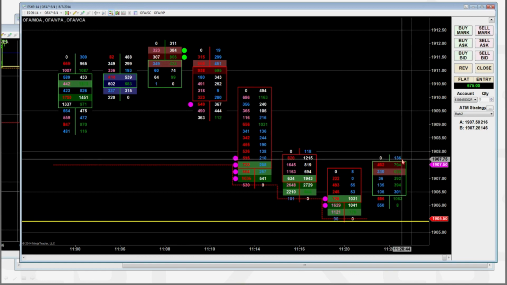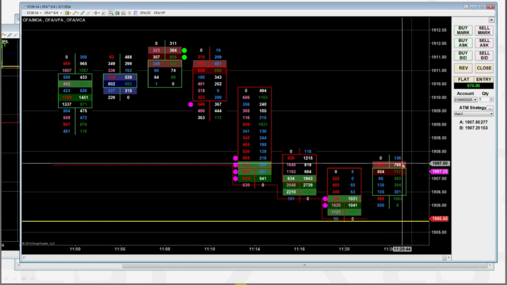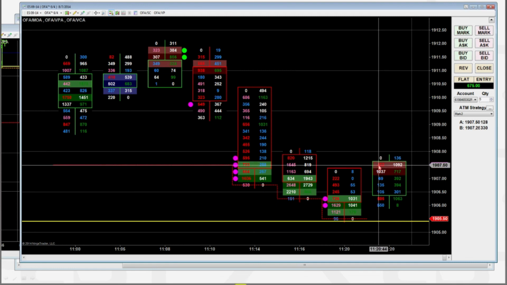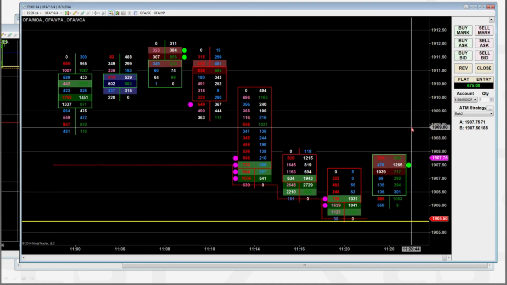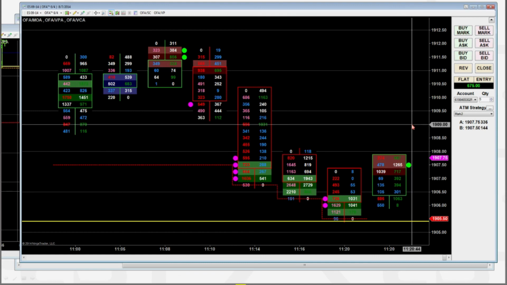Okay, strength, weakness. Potentially, here's your first scale. Right here. You want to protect some profit. See the strength coming back in at the bid. There's still strength at the offer at 750. If it breaks above this, may see that 09 level again.